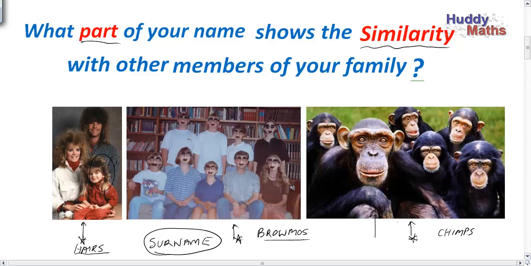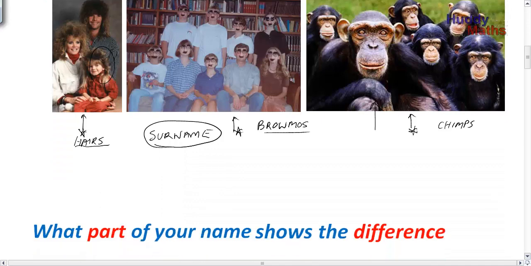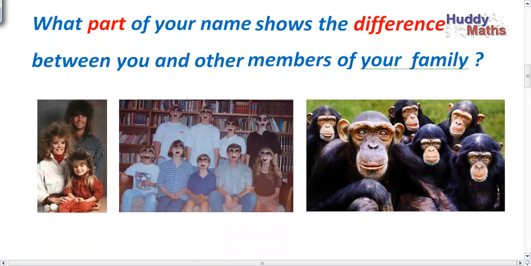Well, let's have a look at the structure of families as we look at them in our world. And the other question, of course, what part of your name shows the difference between you and other members of your family? What is that? Well, how many parts of the name you got, mate? Well, of course, it's your first name. Okay, the first name is your name in your family so that people will know you and see that, hey, you're different from other members of your family.